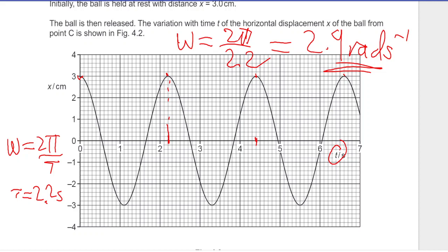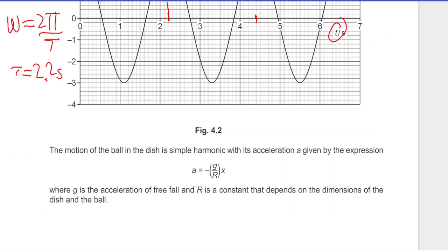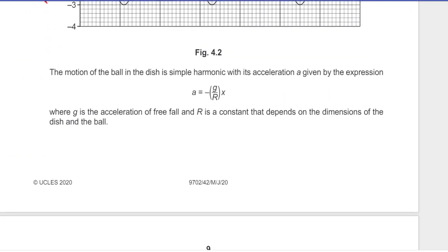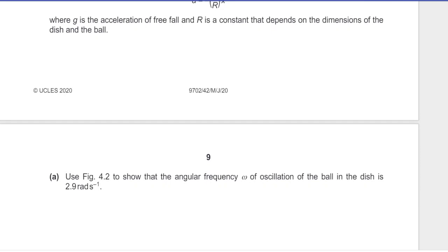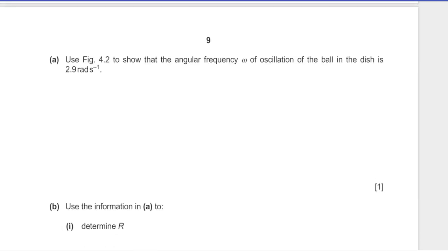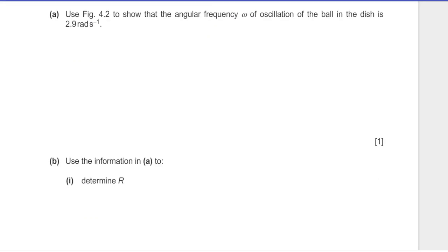Right, so moving on. Use figure 4.2 to show that the angular frequency, we've done that. Then, use the information in A to determine r.